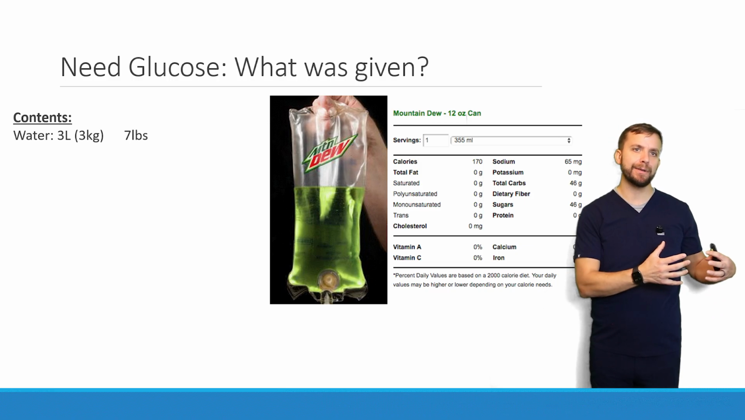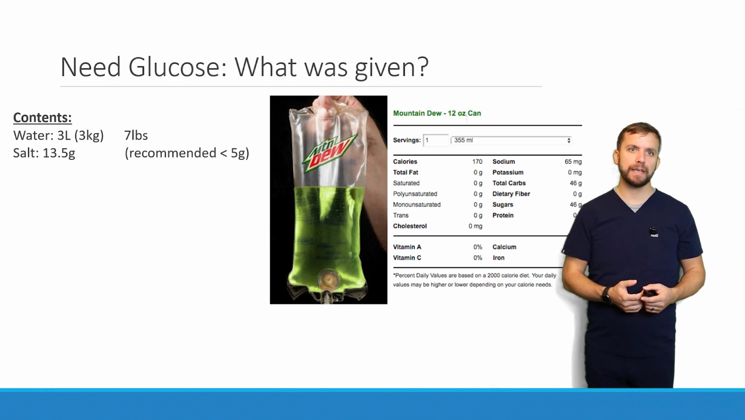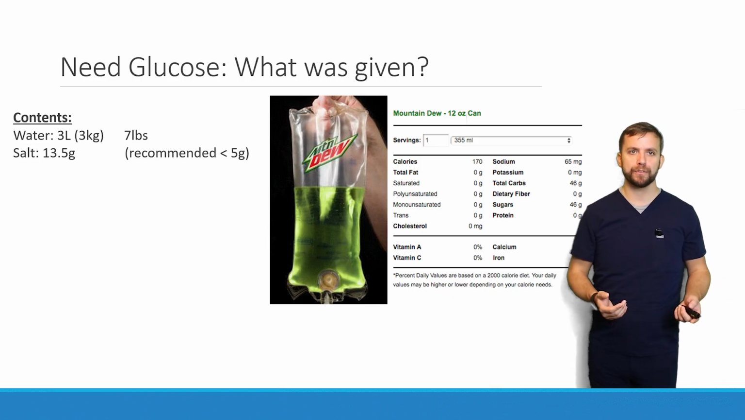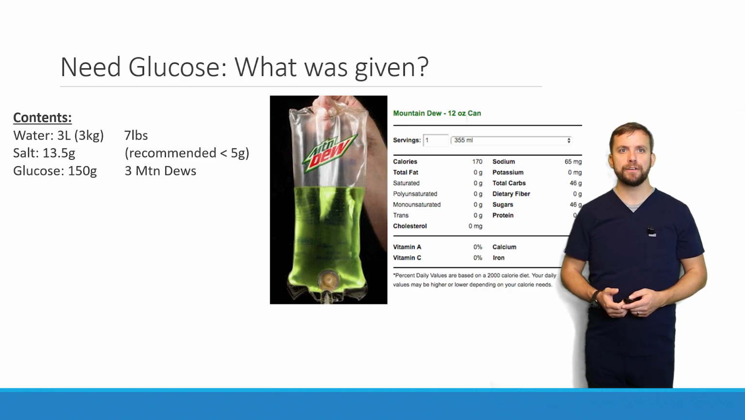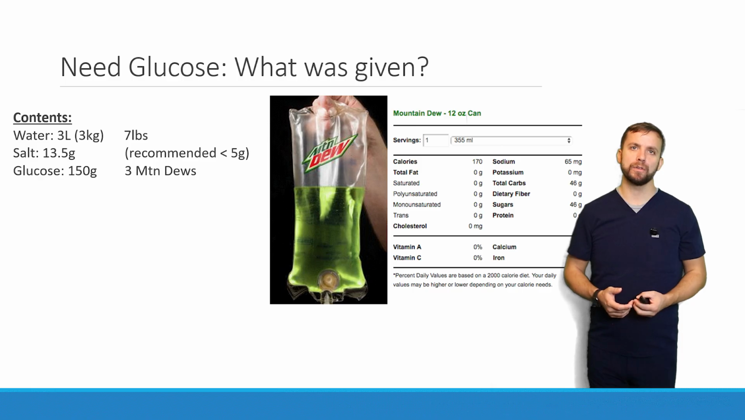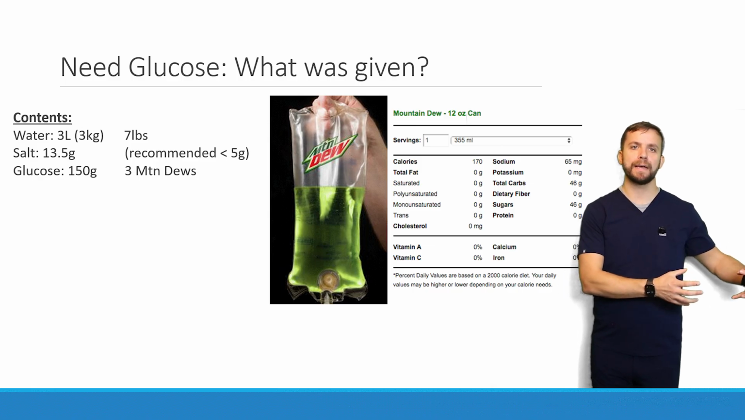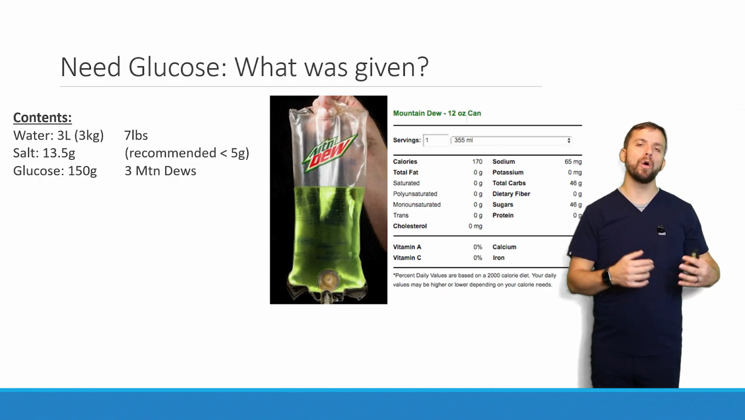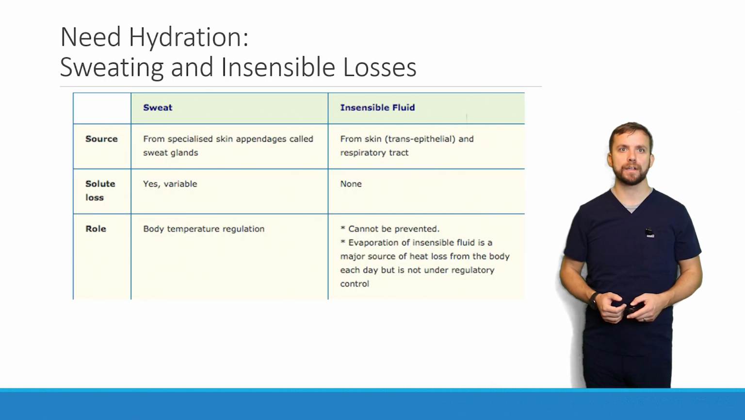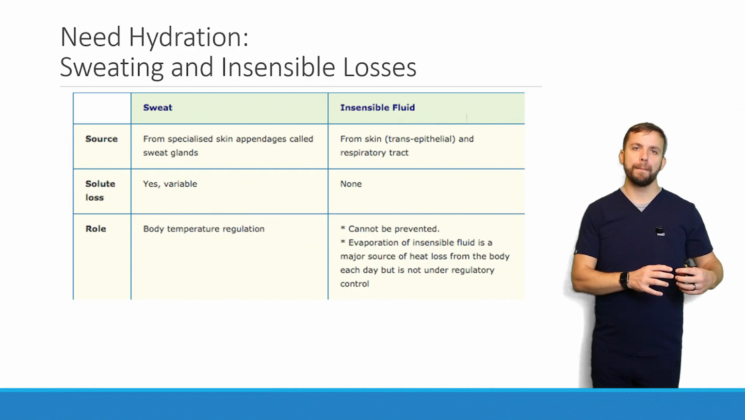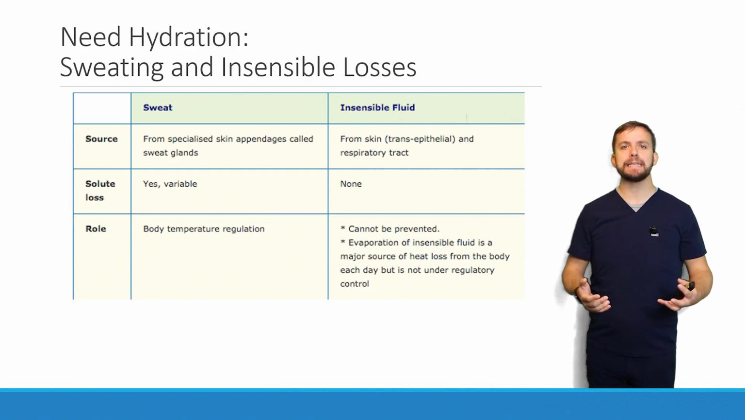So you're giving them 7 pounds of water, you're giving them 13.5 grams of salt, which is recommended less than 5 grams, and you're giving them 3 Mountain Dews worth of glucose. So is it worth 3 Mountain Dews worth of glucose for all those extra side effects of all the salt and all the soda and all the water that you're giving them through there? Why do we need this maintenance fluid?